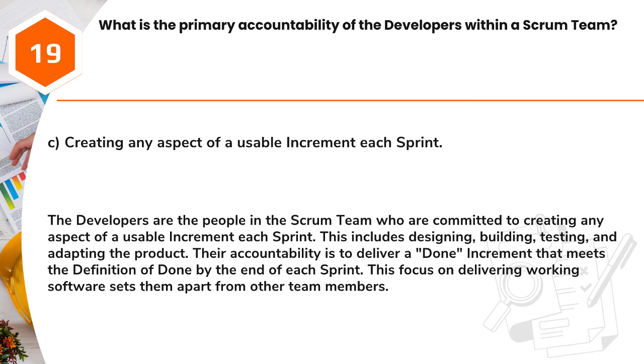Answer: C. Creating any aspect of a usable increment each sprint. The developers are the people in the Scrum team who are committed to creating any aspect of a usable increment each sprint. This includes designing, building, testing, and adapting the product. Their accountability is to deliver a done increment that meets the definition of done by the end of each sprint. This focus on delivering working software sets them apart from other team members.